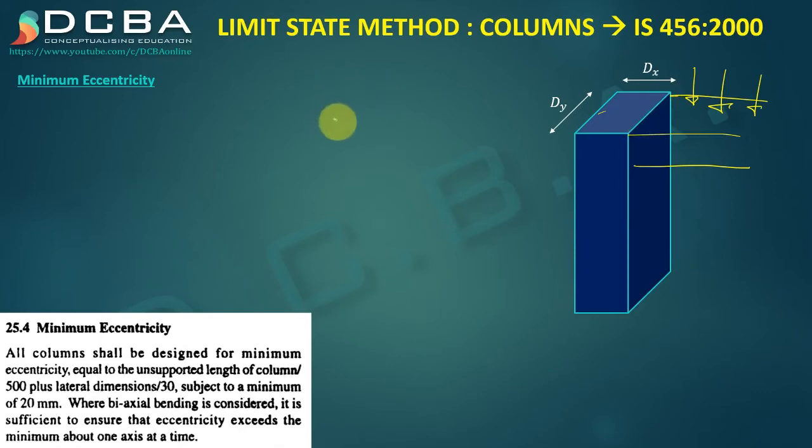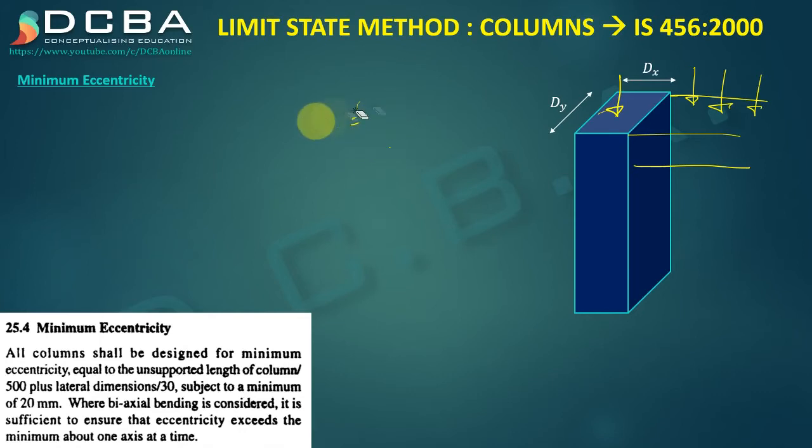So in that case the eccentricity will be given as M divided by P, that is the moment that is coming due to this beam here, divided by P, that is the axial load that this beam is going to put. Okay, so P into eccentricity is going to give you the moment, or e is equal to M by P.